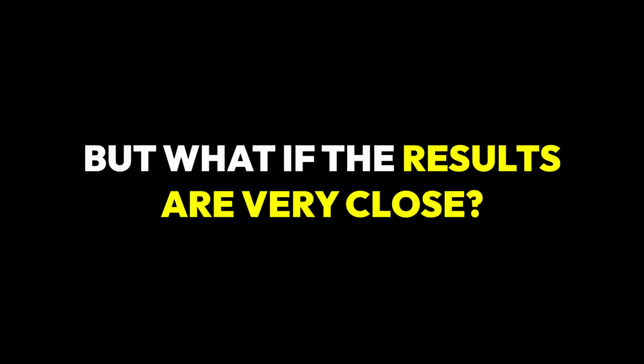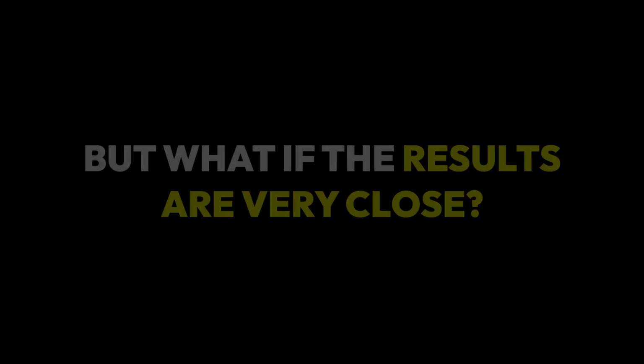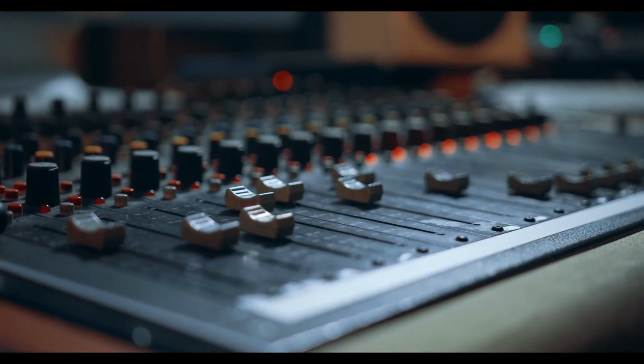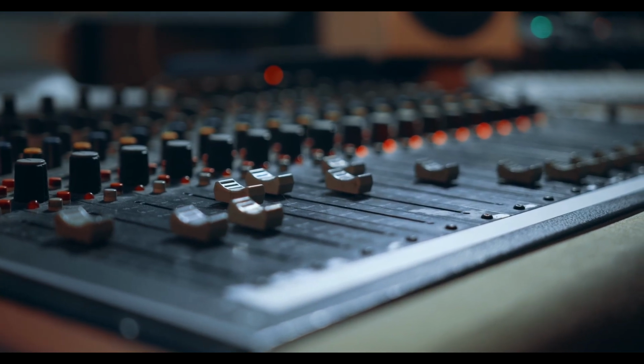But what if the results are very close or there's no clear winner? Well, in that case, you might need to adjust your test or you try testing a different part the next time. These are the 3 steps of A/B testing. You set it up, run it, and you analyze the results. Now, let me show you the 3 mistakes I want you to avoid at all costs so you can get maximum success.